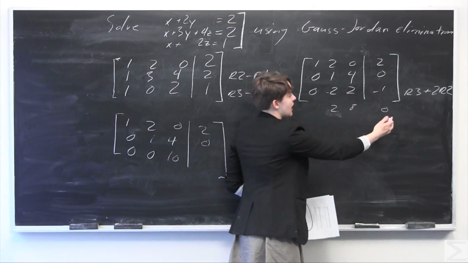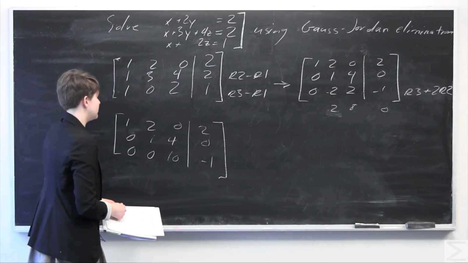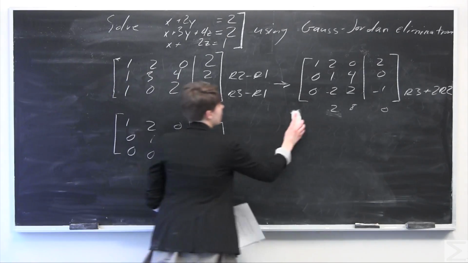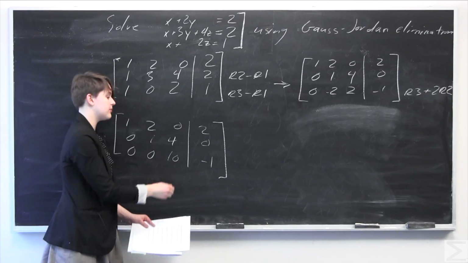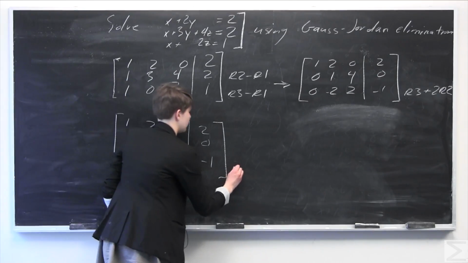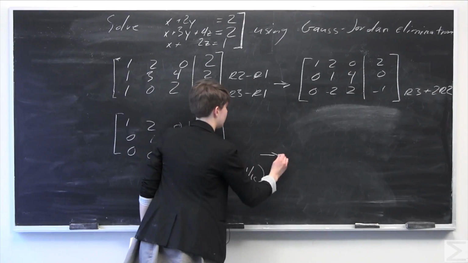See here, 8 plus 2 is 10, and then 0 plus negative 1 is going to be negative 1. Okay, great. So now here we're going to divide everything. Just erase this. Okay, so here, in order to get a leading 1 in the bottom row, we are going to divide the entire bottom row by 10. So times 1 over 10 in order to get this to be a 1 here.